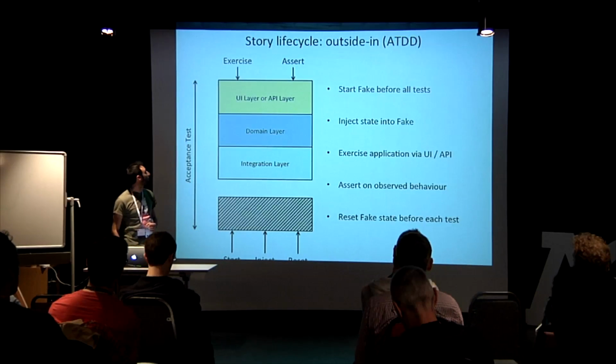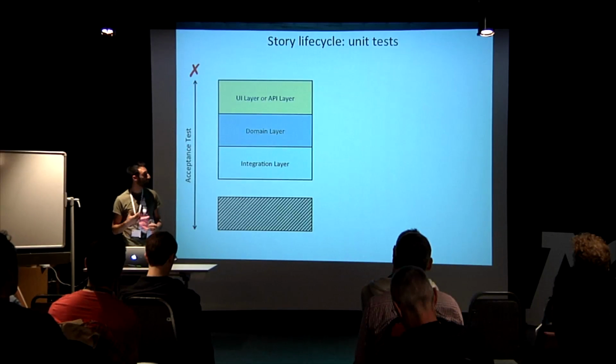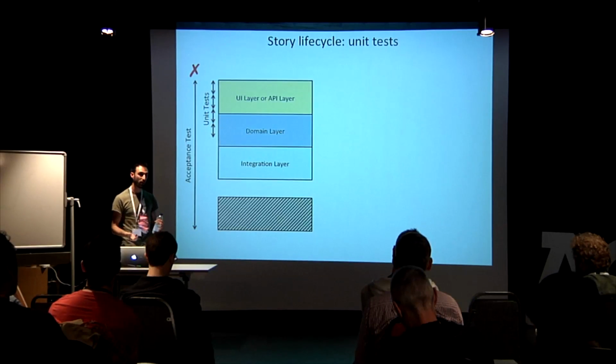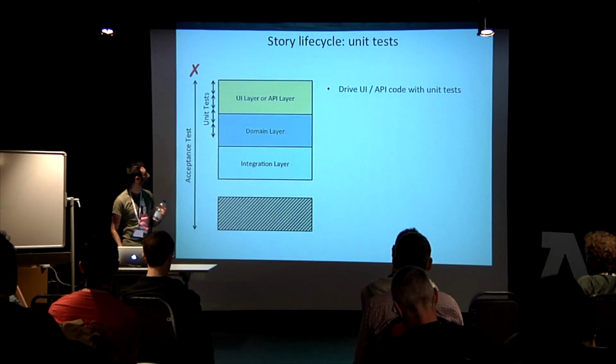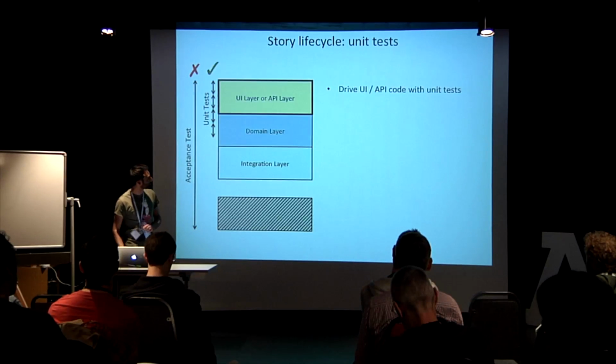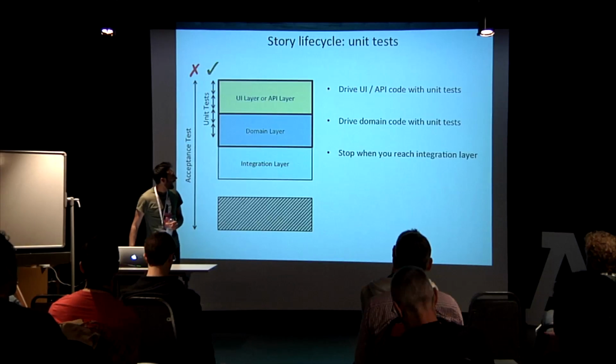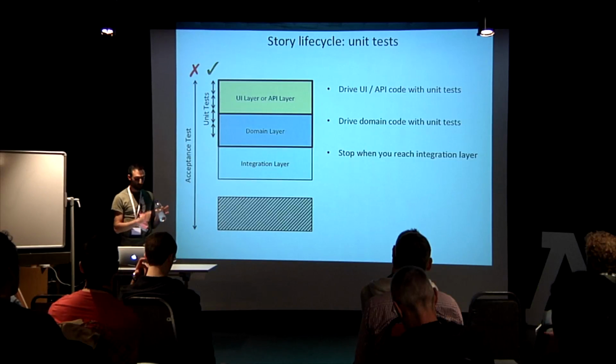Obviously, at the start of the story, that's not going to pass. Then you drill down, essentially drop down into writing unit tests. So you write some unit tests against your UI layer to drive out the implementation at that level, and similarly at the domain level, and you get that stuff to pass. And then when you reach the integration layer, you stop, essentially.